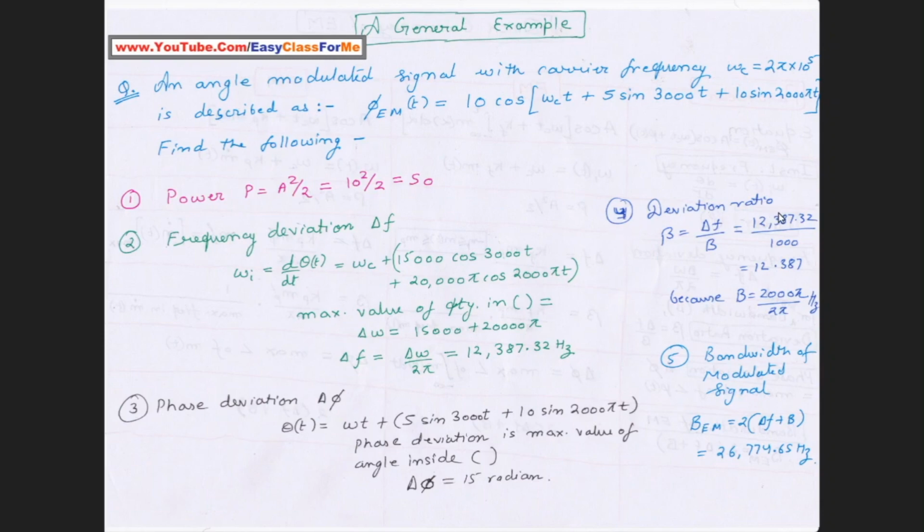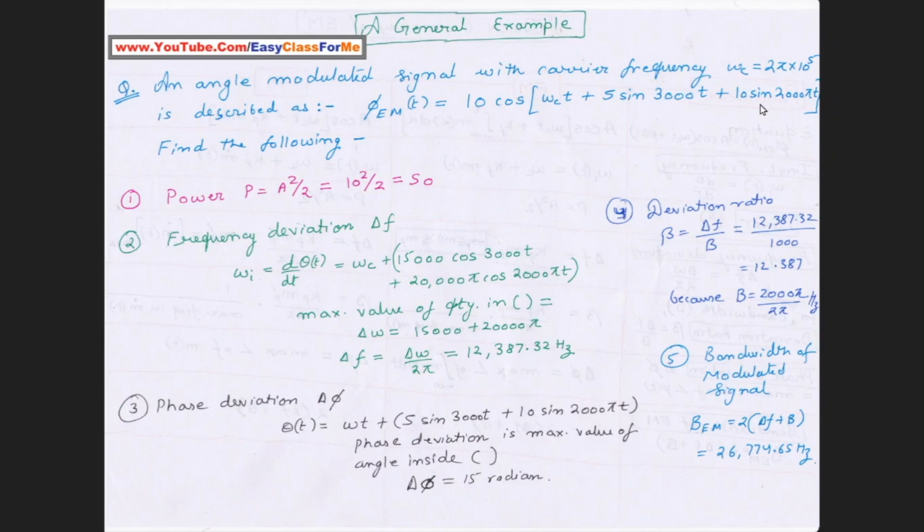Now we need to calculate the deviation ratio. Deviation ratio is easy because we already know delta f, and we need to calculate bandwidth only. So here, for the bandwidth of the signal, we do not know whether this signal is an FM or a PM signal. Ideally the bandwidth should have been given in the question, because we do not know in what way this psi t has been calculated.